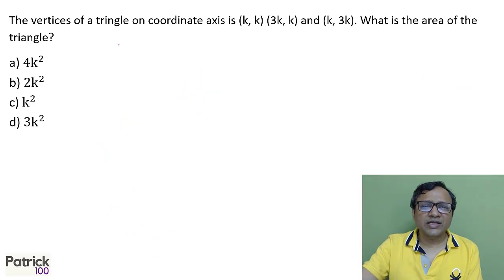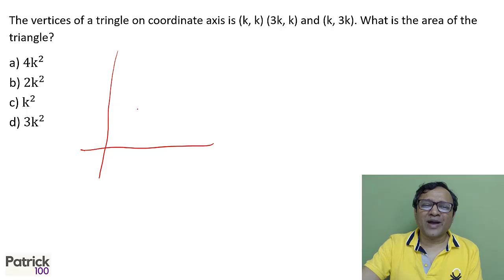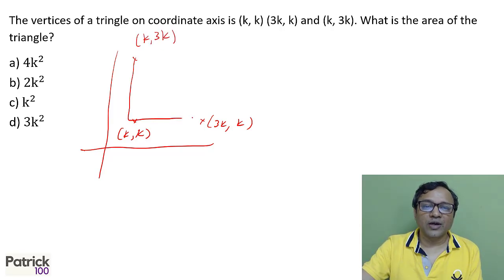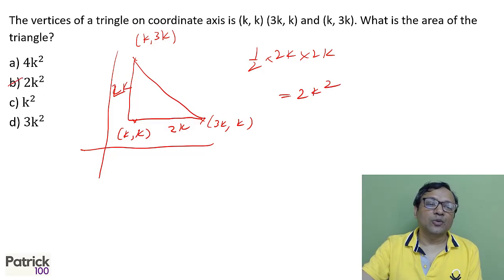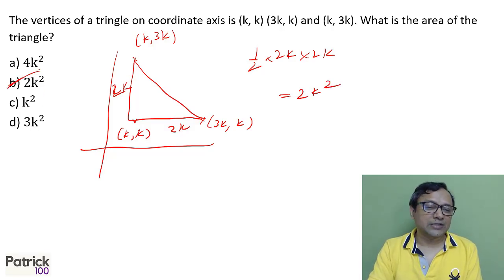The vertices. So this you can actually draw, or you can put a value for k. You can put k as 1, 1, or you can put k and k, so 3k, k, or k, 3k. You want the area of the triangle. If you look at it, it's a right angle triangle, but this side is 2k and this side is 2k. So the area is half into 2k into 2k, which will be 2k square. B option. So just draw, understand the sum, you get the answer.